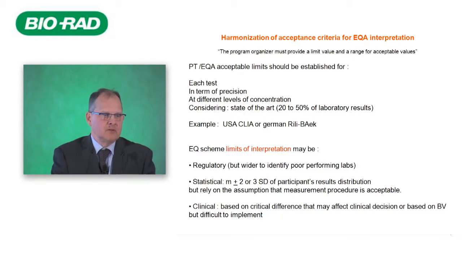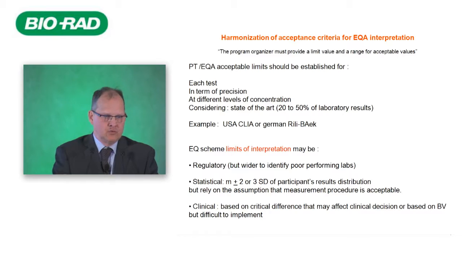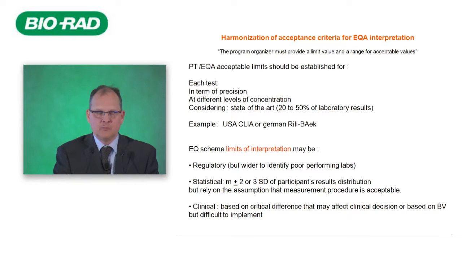But the limits of interpretation may be regulatory, but they are generally wider to identify poor performing labs. Most often statistical, but they rely on the assumption that the measurement procedure is acceptable; you know whether your lab is better than another one, but you don't know which is right. Or clinical, based on critical difference that may affect clinical decision, based on biological variation, but rather difficult to implement.